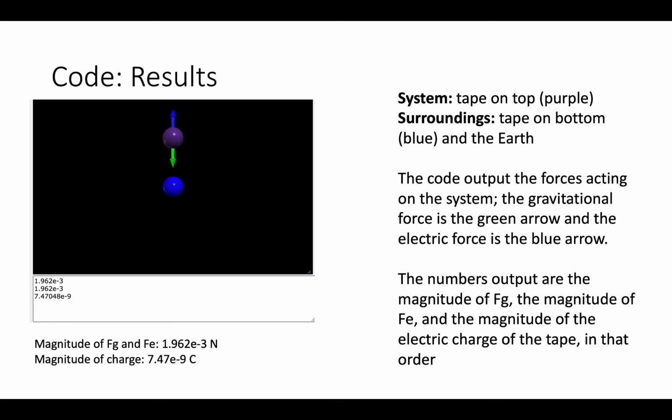Here are the results my code modeled. The system was the tape on top, which is in purple, and the surroundings were the tape on the bottom in blue and the earth. The code output the forces acting on the system. The gravitational force is the green arrow and the electric force is the blue arrow. The numbers output are the magnitude of the force of gravity and the magnitude of the force of electricity, which was 1.962e-3 newtons, and the magnitude of the electric charge of the tape, which was 7.47e-9 coulombs.